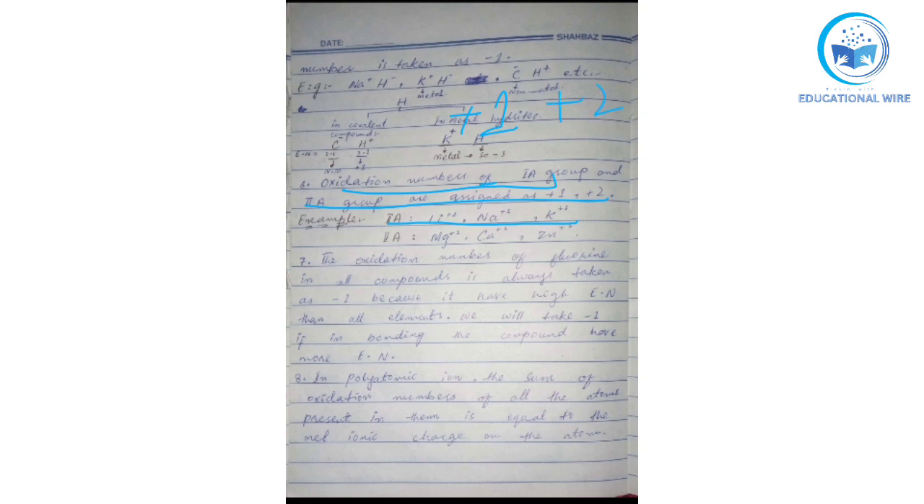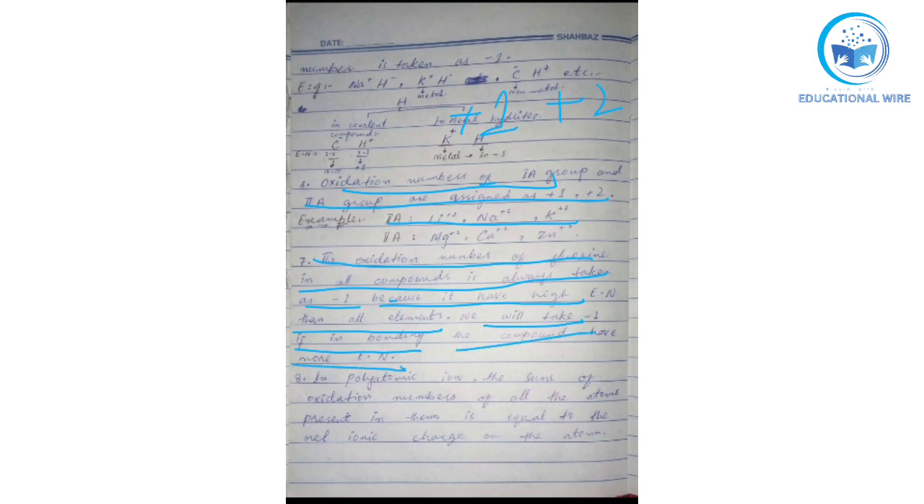Moving on to the 7th point, it says that the oxidation number of fluorine in all compounds is always taken as -1. As I told you previously, why we take it as -1: because fluorine has the highest electronegativity of all the elements. It is actually the speciality of fluorine that we take -1, because in all the elements it is the most electronegative.